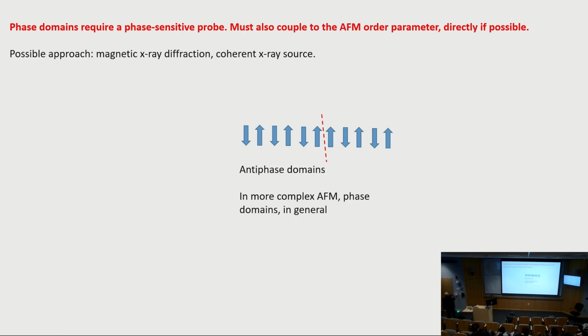Now, a possible approach, as we thought about it a few years ago, was maybe to use magnetic X-ray diffraction. I will talk about it more. It is directly sensitive to the antiferromagnetic order parameter, to the antiferromagnetic ordering, and with a coherent X-ray source, it ensures that you are sensitive to the phase of the phenomena.